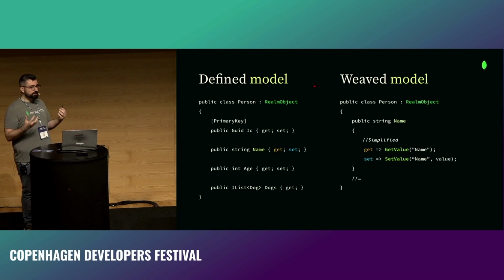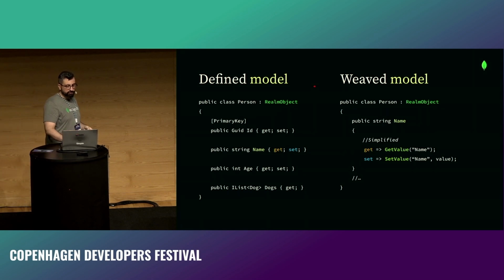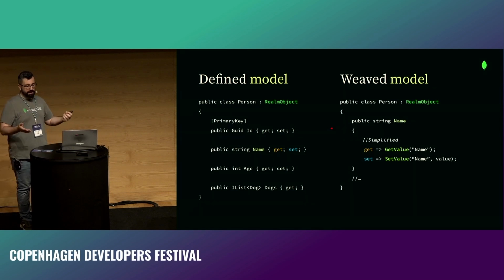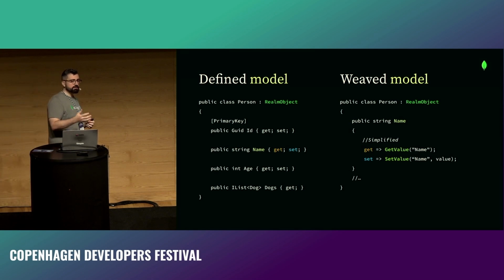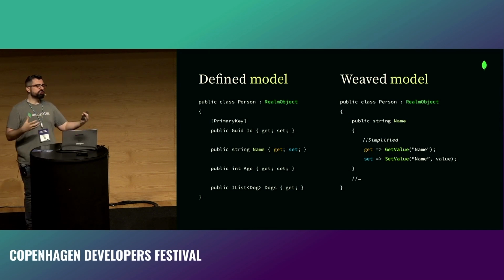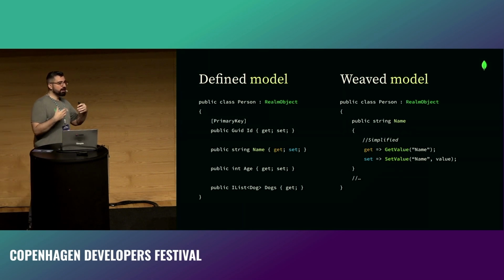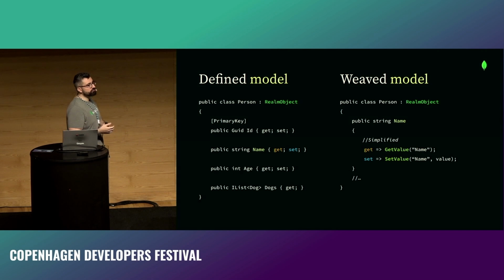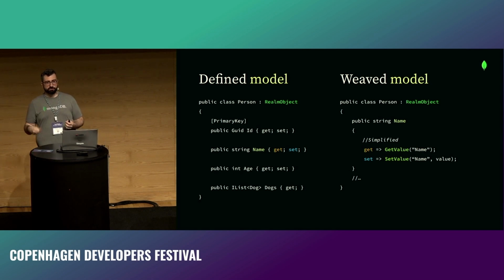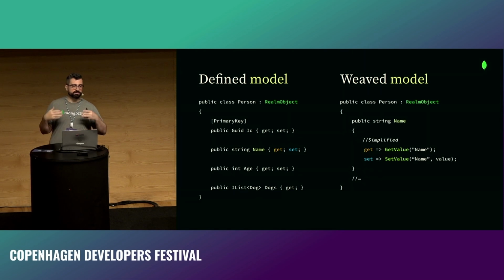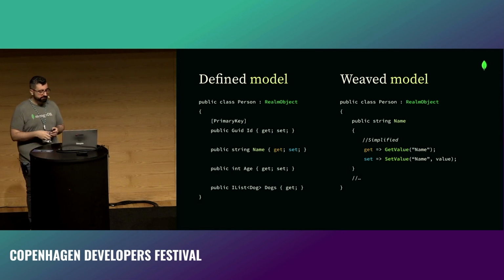And what we're doing with weaving in the beginning, essentially what you see here on the right, is that we were going into the user DLL. We were finding these classes that are deriving from RealmObject, and then we were changing the setters and getters to call GetValue and SetValue. Without going too much into details, GetValue and SetValue are what allow the objects to be live. So when you call GetValue, you're getting the value for this property from the database, and when you're calling SetValue, you're setting it into the database.